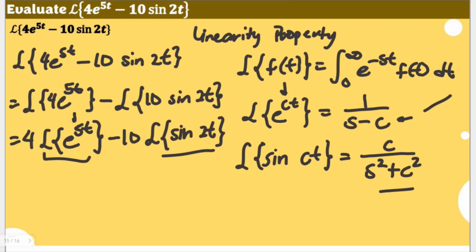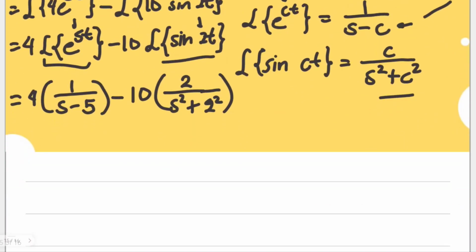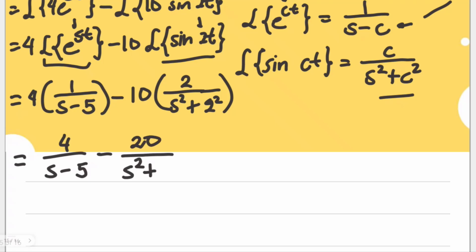So by integrating them, you will have 4 times the general form, 1 over s minus our c, which is 5, minus 10 times the general form for sine ct, where c is 2, which is 2 over s squared plus 2 squared, which is 4. So by combining them, you will have 4 over s minus 5 minus 20 over s squared plus 4.